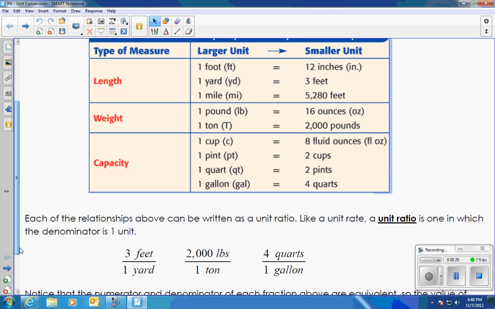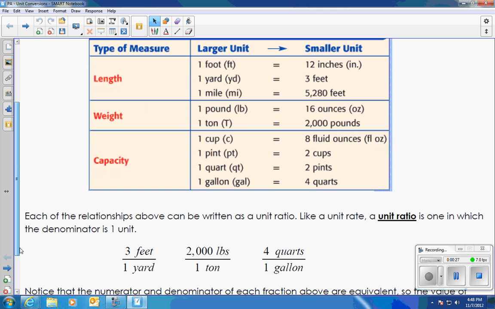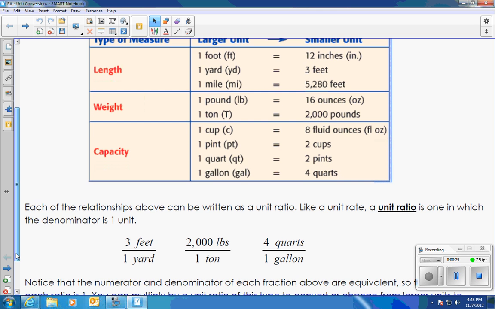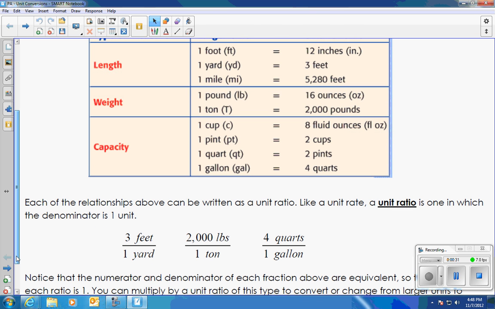These are some common conversions that you have to do. You will have a STAR reference chart anytime that you have to do one of these conversions, and remember it's also posted in front of your packet. So each of the above relationships can be written as a unit ratio: 3 feet per 1 yard, pounds per tons, quarts per gallons. Remember that a unit ratio is where the denominator, the unit, is 1.